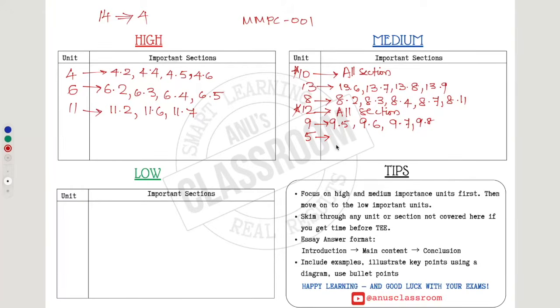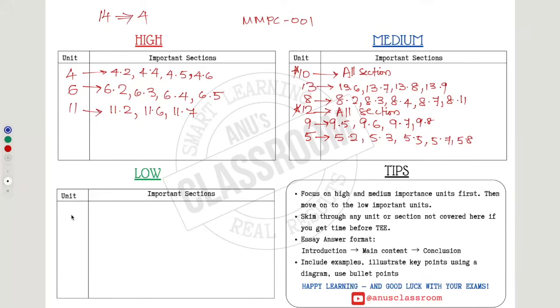Unit 5, organizing, is from block number 2. You have to focus mostly on sections 5.2, 5.3, 5.5, 5.7, and 5.8. At least these sections from unit 5 you have to focus on. Most of the questions have come only from these sections so far. So those were the high and medium importance units.